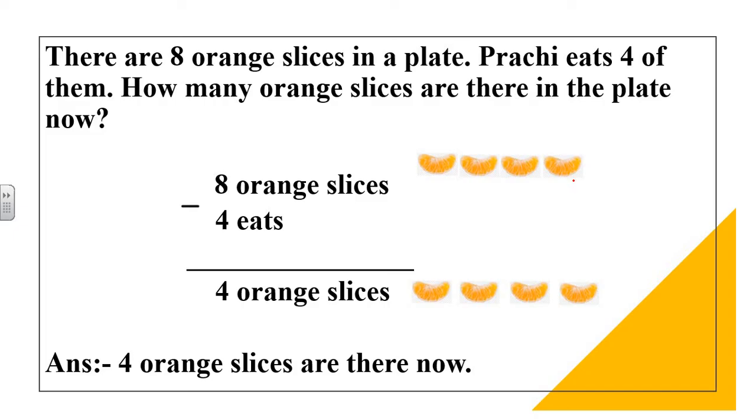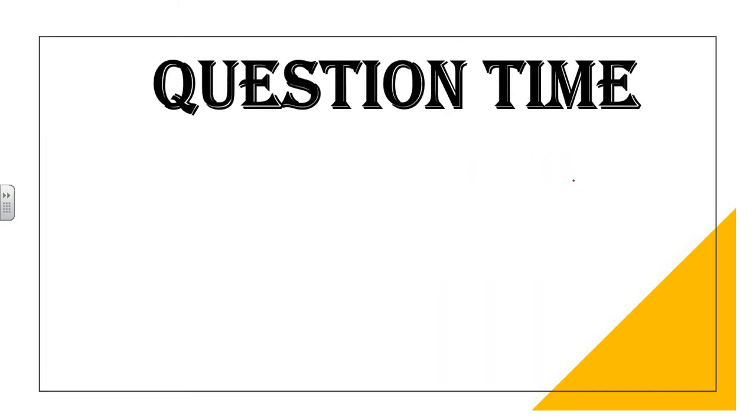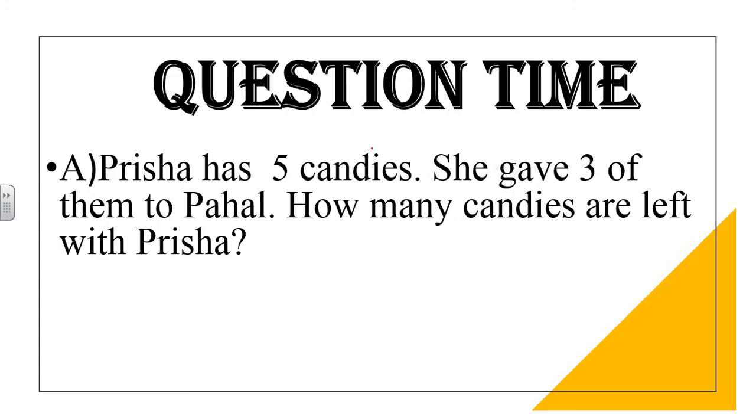Okay. Now let's move. Question time for you. This is the first sum which you are going to solve in your classwork book. Prisha has 5 candies. She gave 3 of them to Pahal. How many candies are left with Prisha? So you are going to solve this sum in your classwork.